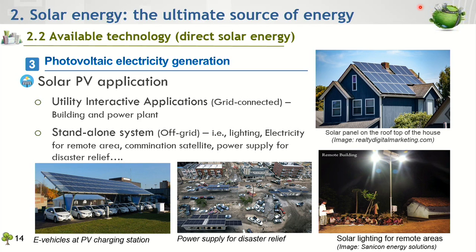Then the off-grid system or standalone system is more applicable and very useful for small energy demand and in some urgent situations, such as during disaster relief, and also used for lighting in remote areas where other sources of electricity supply are generally not available.